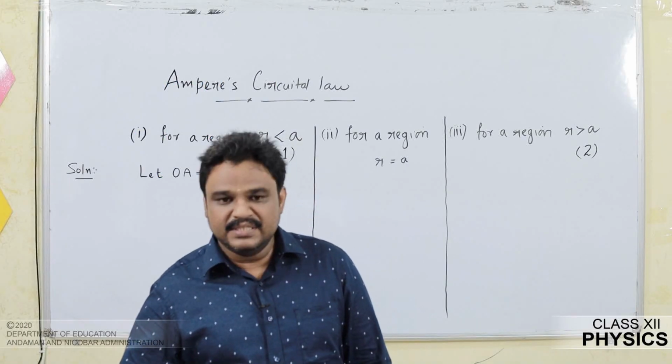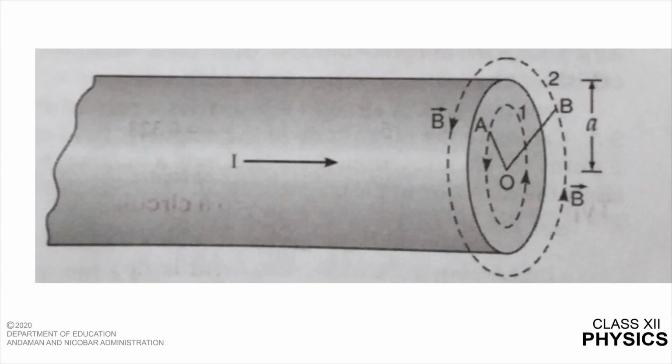Now you can focus on the diagram. I think the diagram is very clear. You are able to see a wire. The current flowing through the wire is I, and the radius of the wire is A. This means for an area pi A square, the current threading is I. To be very clear, the area through which the current threads, the cross section of the wire, will be pi A square.